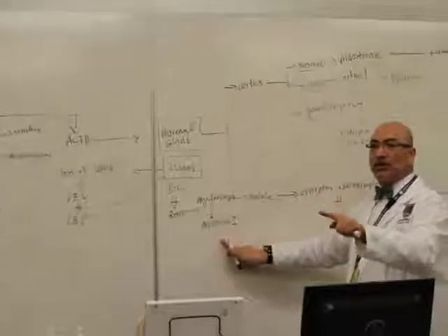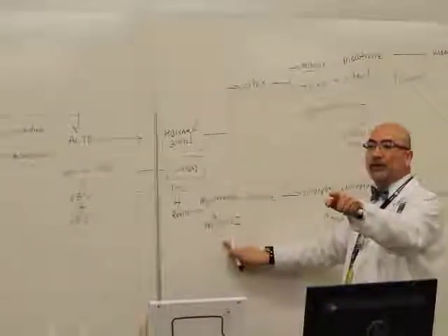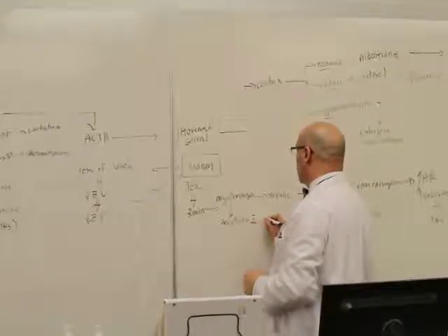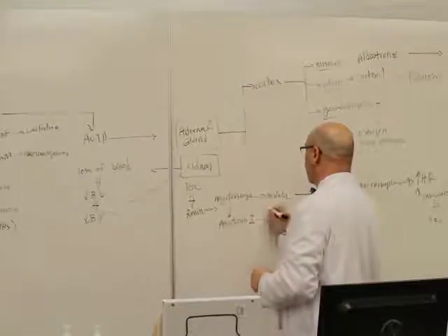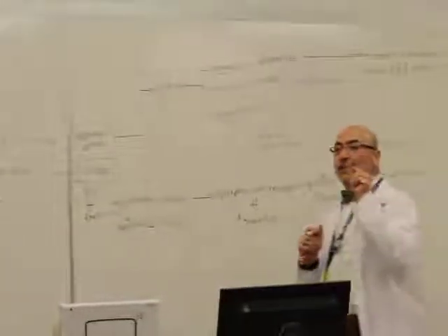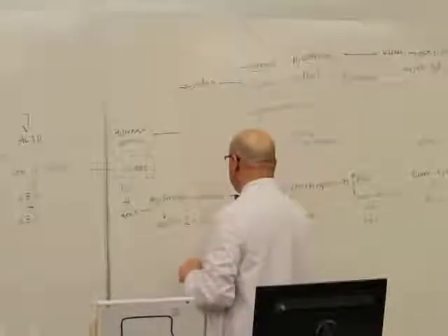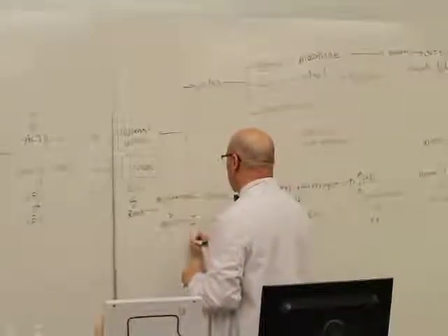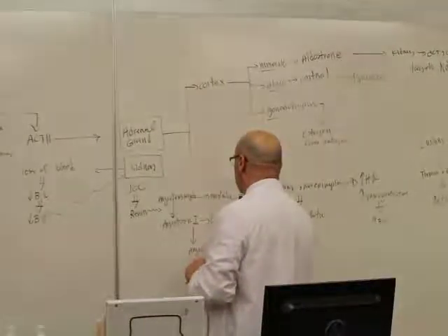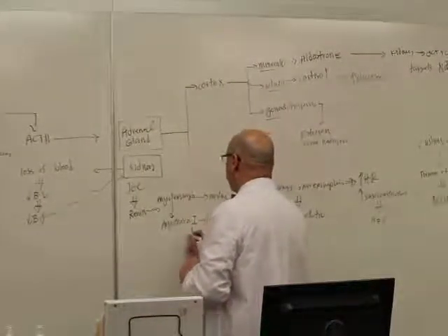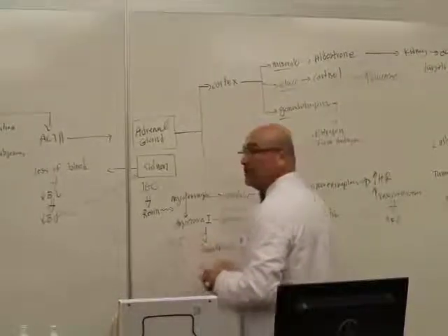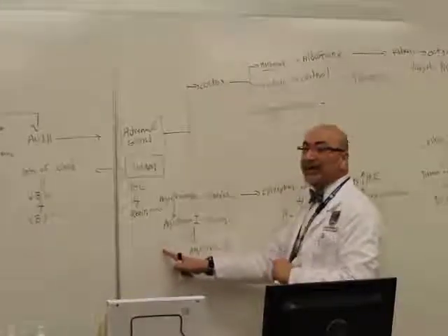And then angiotensin 1 is released into blood circulation, and that takes it to our lungs. So this goes to the lungs, and there it gets converted to angiotensin 2. So here, angiotensin 1 becomes angiotensin 2 under the influence of ACE, angiotensin converting enzyme.